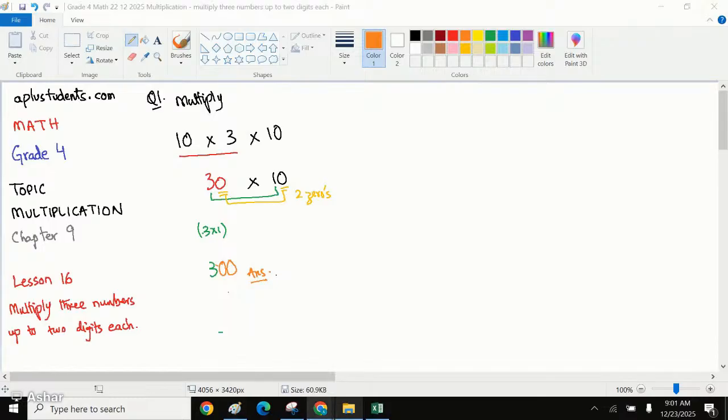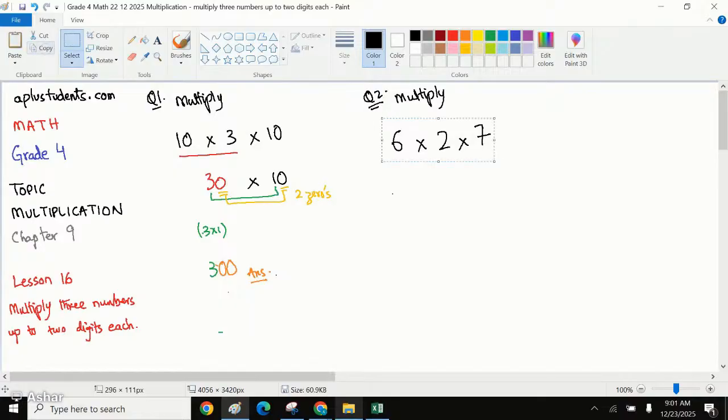When we go to the next question, question number 2 says multiply. In this question, there are single-digit numbers. 6 multiplied by 2 multiplied by 7. Okay. So we can do this question in other ways also. First, we'll try the regular way, then we'll look at the other possibilities for this question. If we multiply the first 2 numbers together, 6 multiplied by 2 is 12, which is multiplied by 7, right?